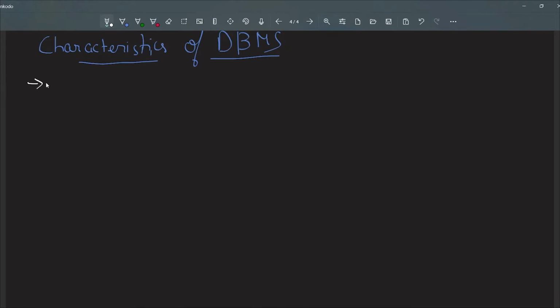First one, it provides a query language. This is the biggest feature of the DBMS. It provides a query language that is helpful for managing the database, for performing different kinds of operations like insert, update, and delete data in the database.